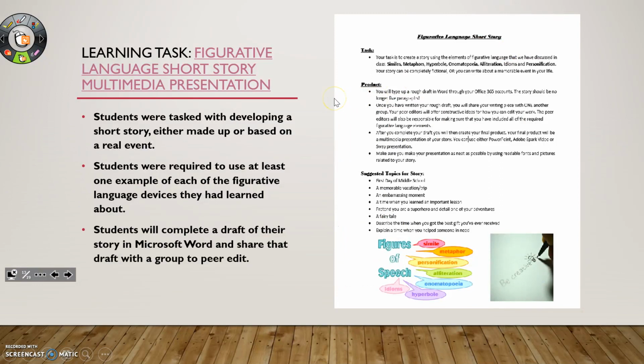The culminating learning task for this unit was a figurative language short story multimedia presentation. Students were tasked with developing a short story, either made up or based on a real event. Students had to use at least one example of the figurative language devices that they had learned about. They then completed their draft in Microsoft Word and shared the draft with the group to peer edit.